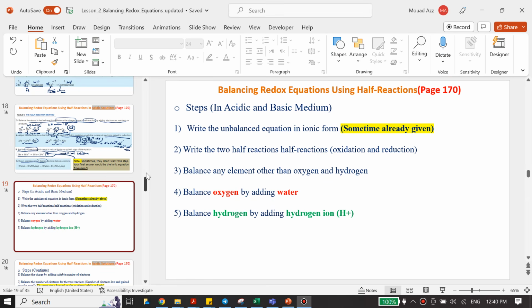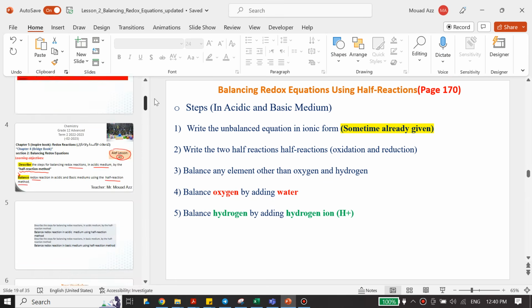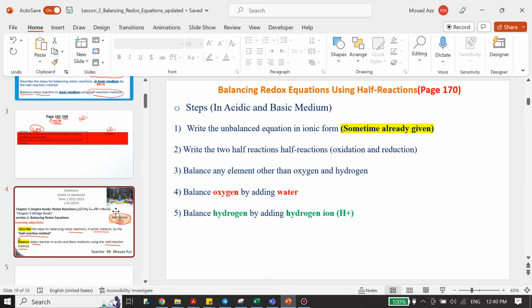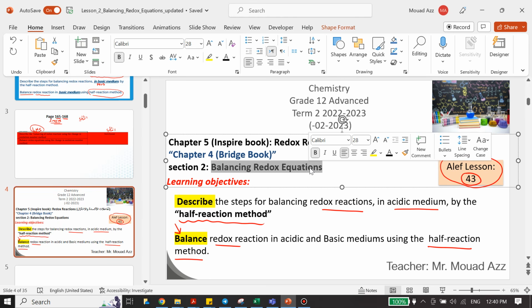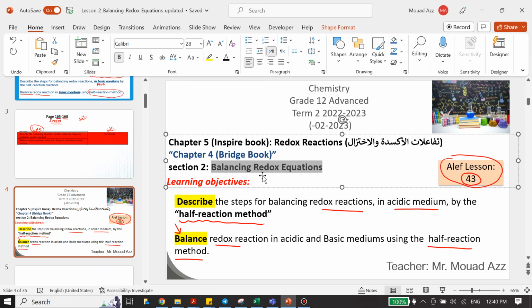Now we are still in section 2 of chapter 5, redox reactions, balancing redox reactions. We finished part 1 yesterday, I mean in the previous video, and now we'll go to the second part, solve some examples and then finish the lesson.